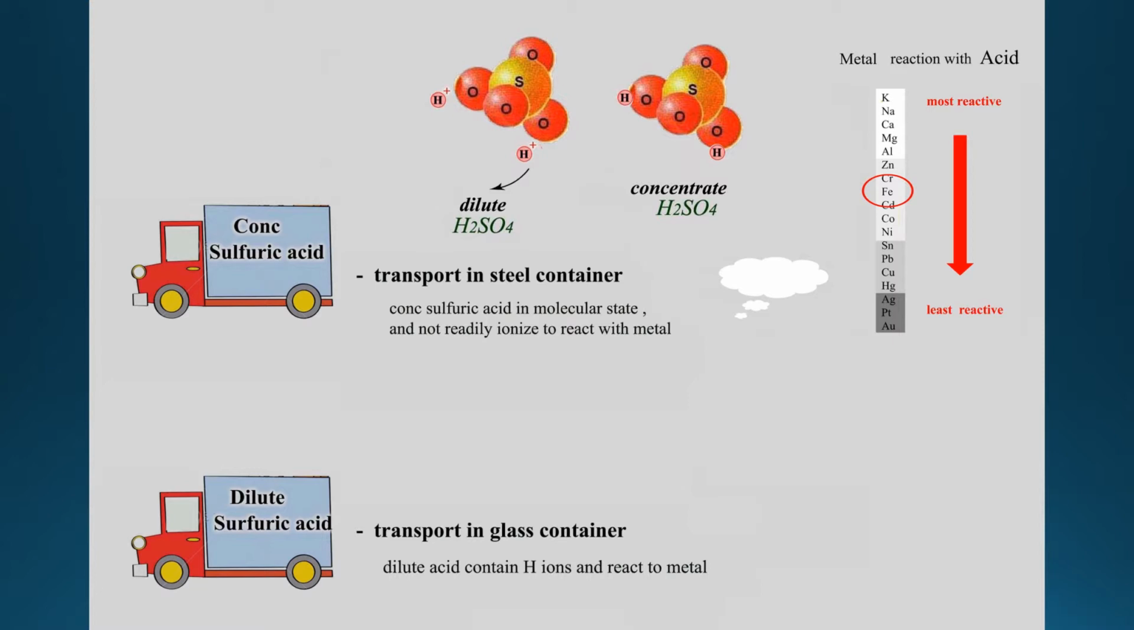But once you add water to it, it will become ionized. So in any dilute sulfuric acid, the H+ ions are ionized. H+ ions will have the acid character. They will attack. So you cannot use iron to contain it anymore. You have to use a glass container.